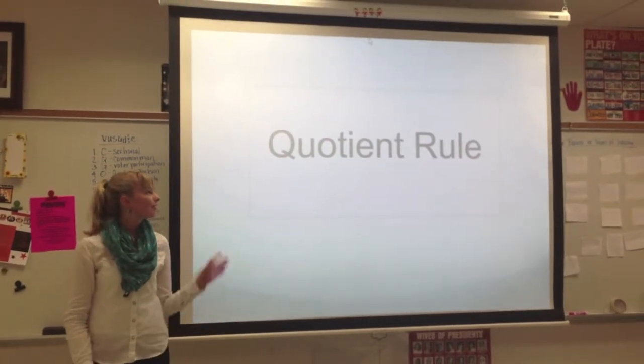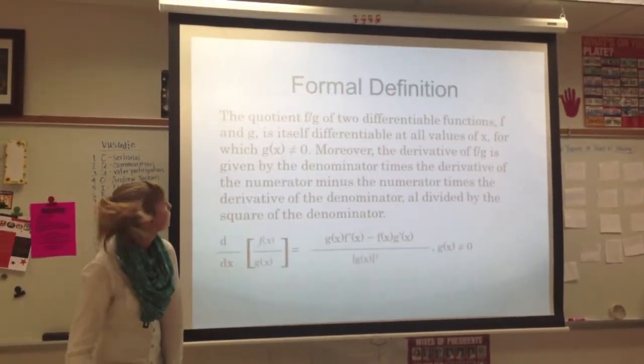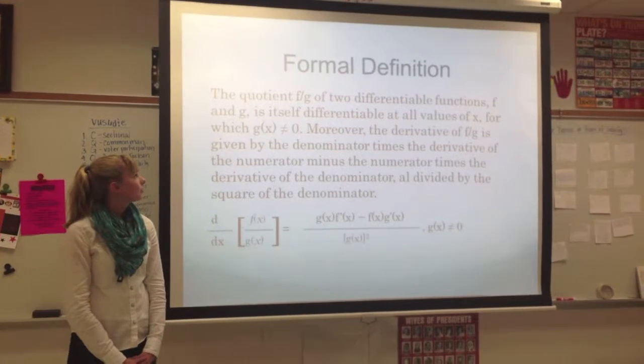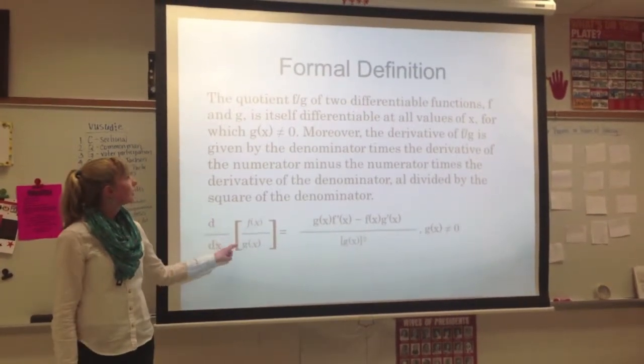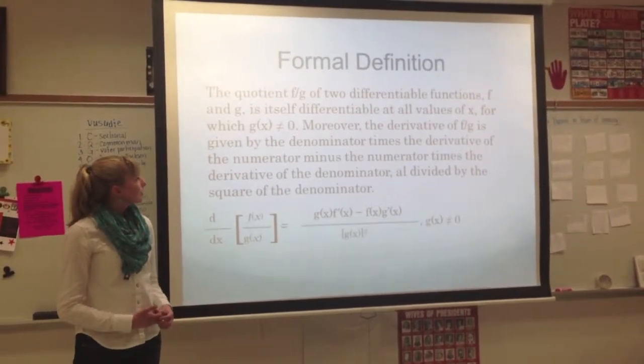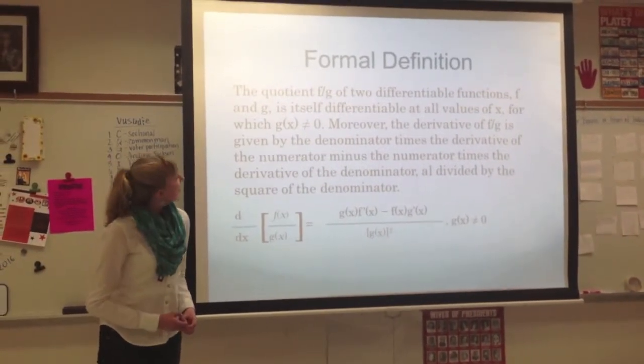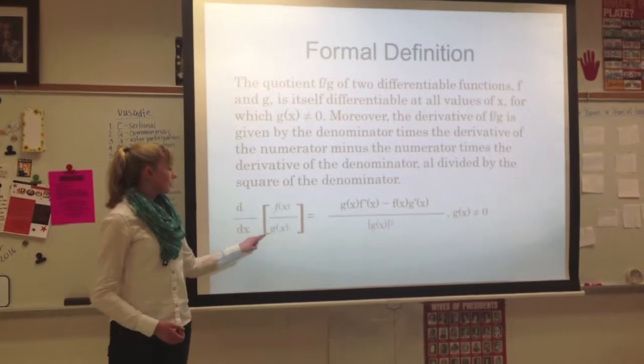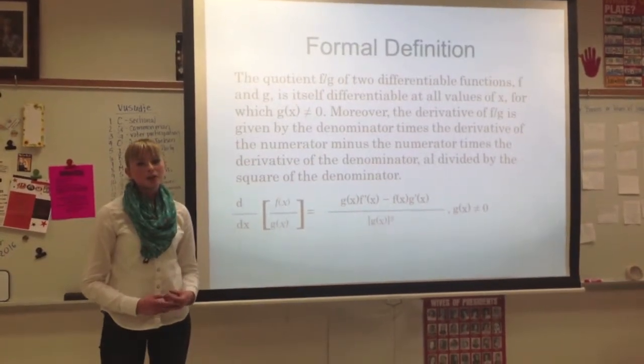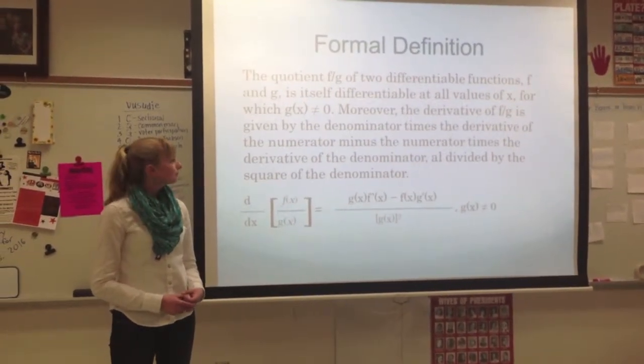Okay, so next we're going to learn about quotient rule. And the formal definition of quotient rule says that the quotient of f over g, which you can see down here, of two differentiable functions f and g is itself differentiable at all values of x for which g of x does not equal 0, because you can't have a 0 in your denominator or else it will be undefined.